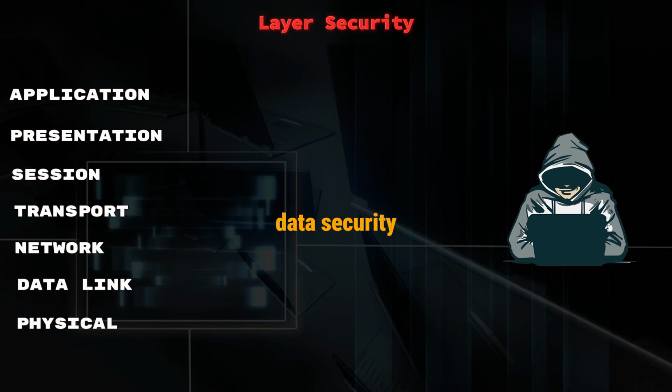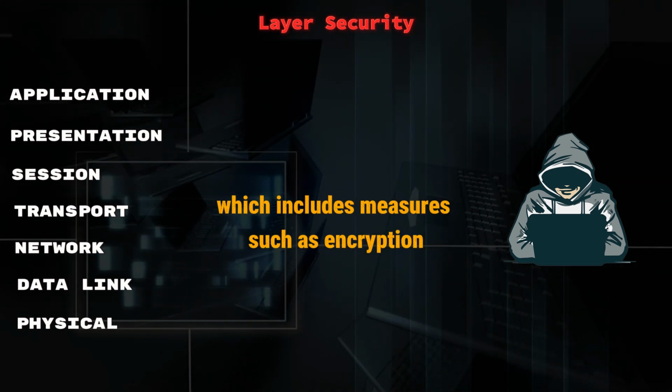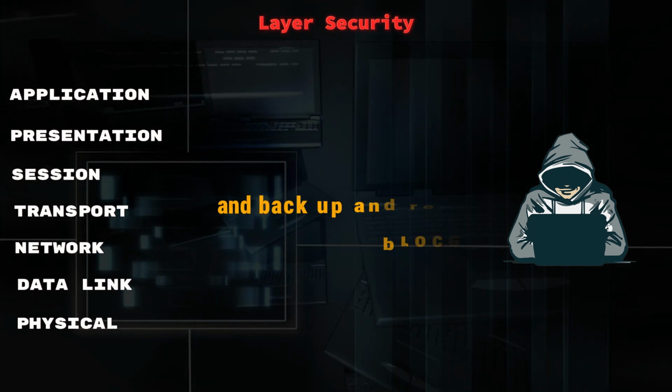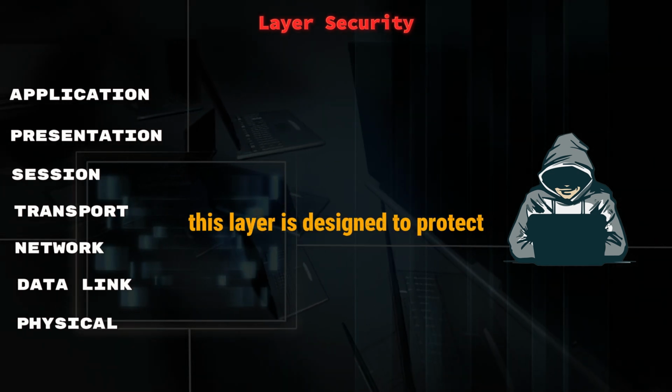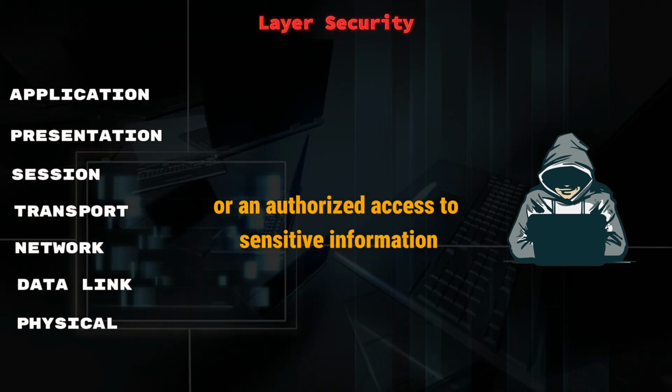Data security. The fourth layer of security is data security, which includes measures such as encryption, access controls, and backup and recovery procedures. This layer is designed to protect against theft and loss of data, or unauthorized access to sensitive information.